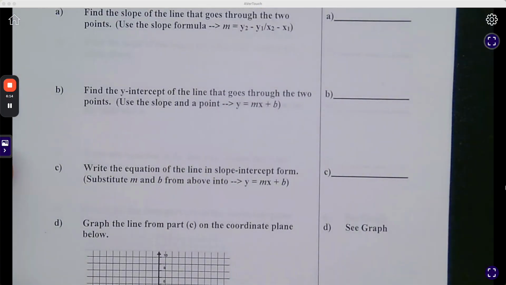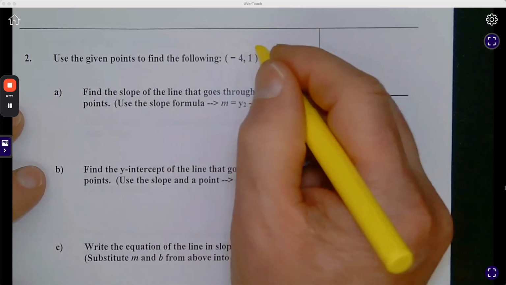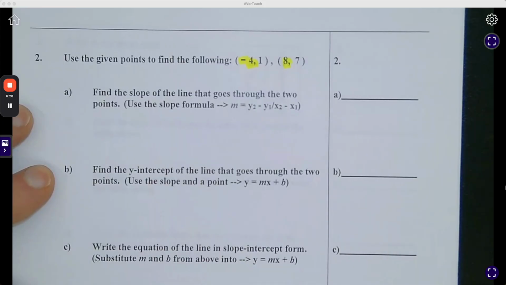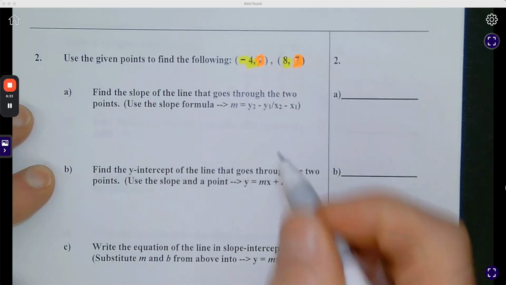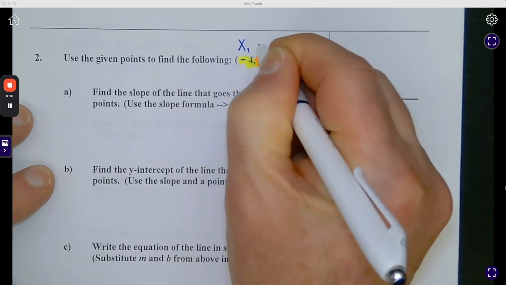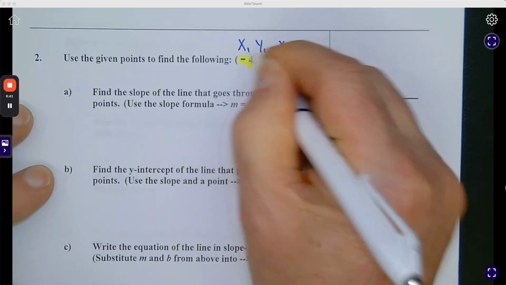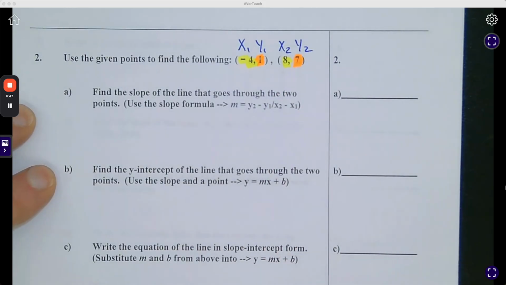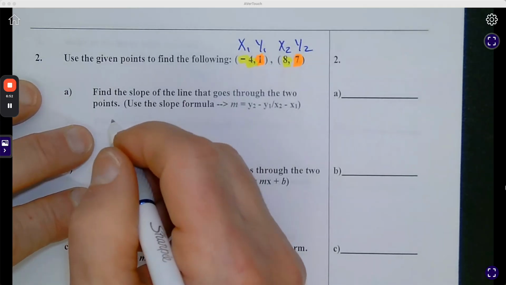This is page 2. Okay, use the given points to find the following. Okay, here's the given points. Remember, here's your x, and here's your x, here's your y's, and here's your y's. Okay, so I'm going to call this, same thing, right? I like patterns. So I'm going to continue my pattern. Notice I've always called the first one x1 and the second one x2, y1 and y2. Take a second, label them. It makes it easier in the long run. Don't cut shortcuts. No shortcutting.